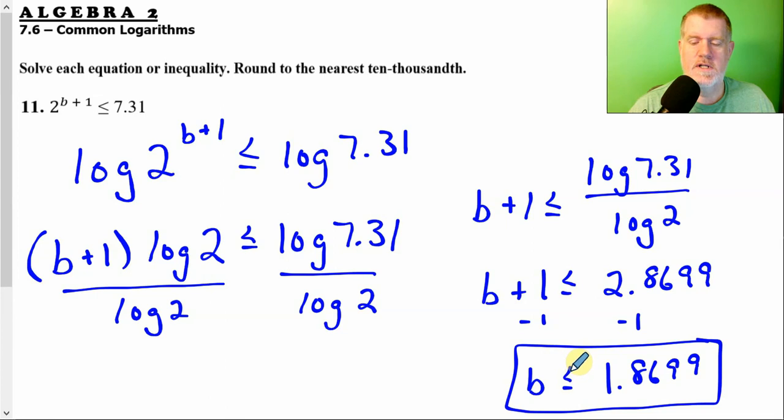Alright, so give me a number less than 1.8699. A 1 you say, I like. 1 is definitely less than that. Let's plug in 1. 1 plus 1 is 2. 2 squared is 4. Is 4 less than 7.31? It sure is. This is a good answer.